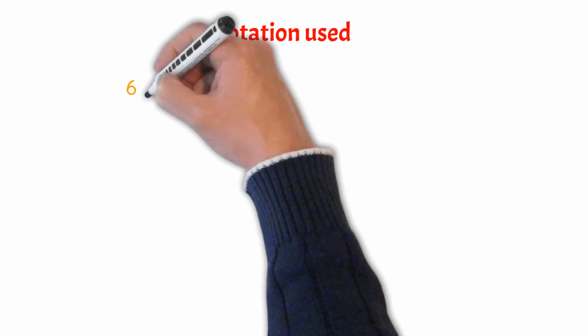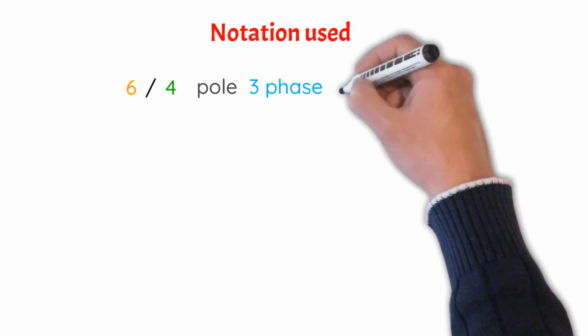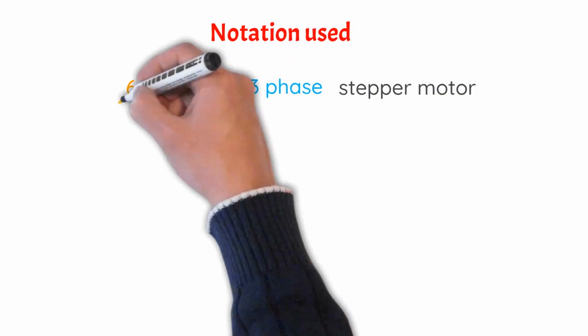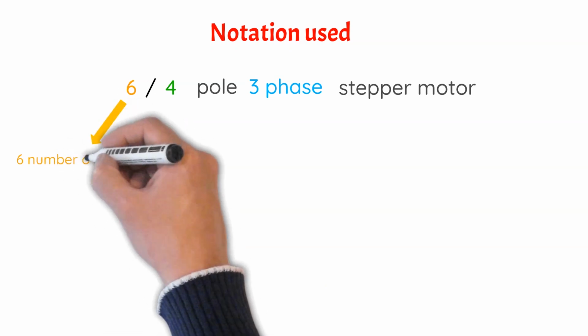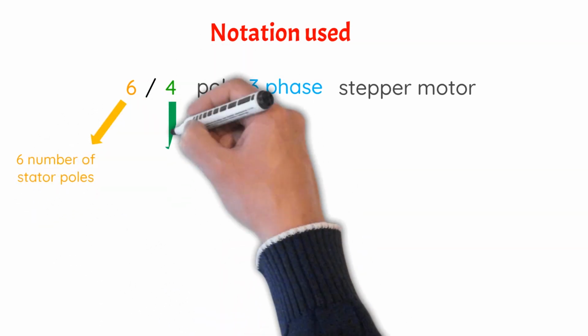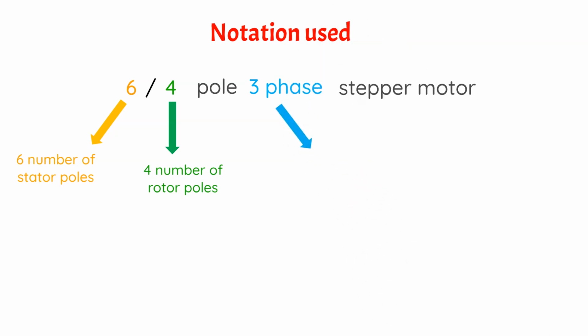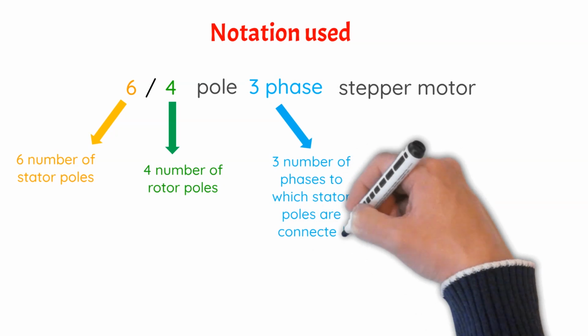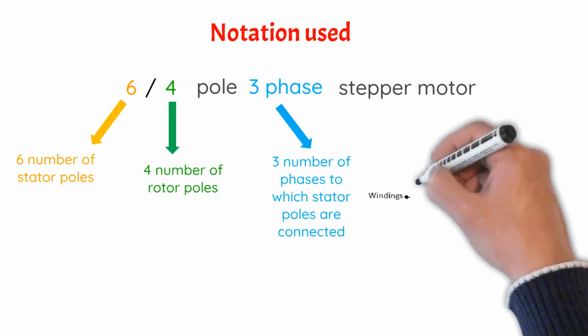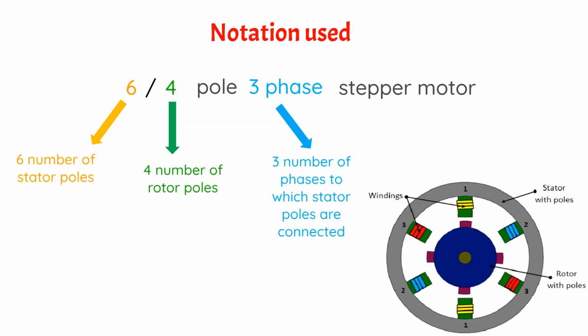Let's get a basic idea about the notation used with the stepper motors. Consider a 6x4 pole 3-phase stepper motor. Here, 6 refers to the number of stator poles, 4 refers to the number of rotor poles, and 3 phases refer to the number of phases to which the stator poles are connected. You can clearly see this in the given figure: the 6 stator poles, the 4 rotor poles, and the 3 phases which are marked in red, yellow, and blue.